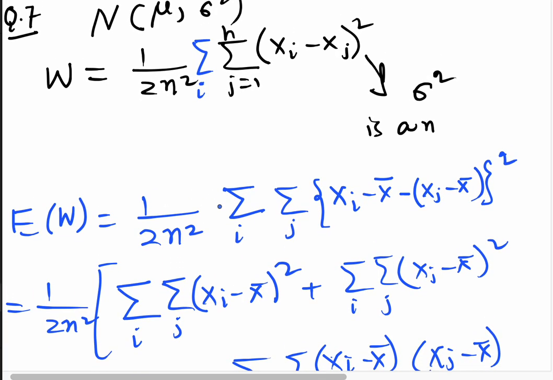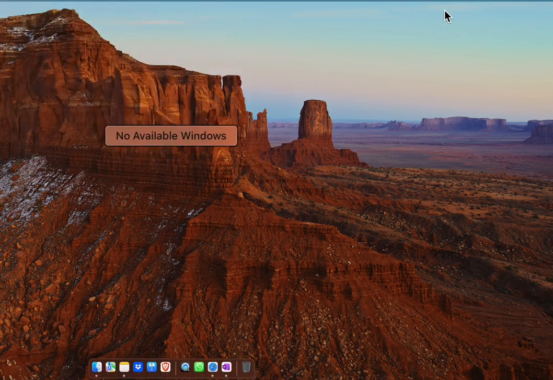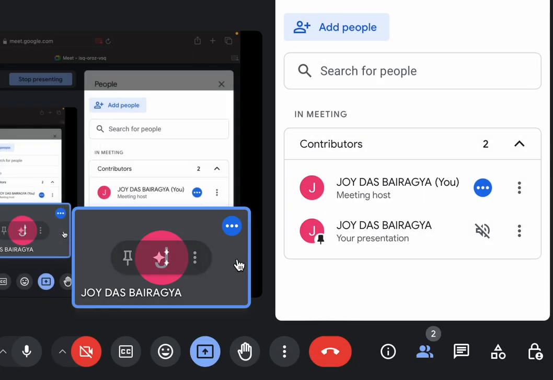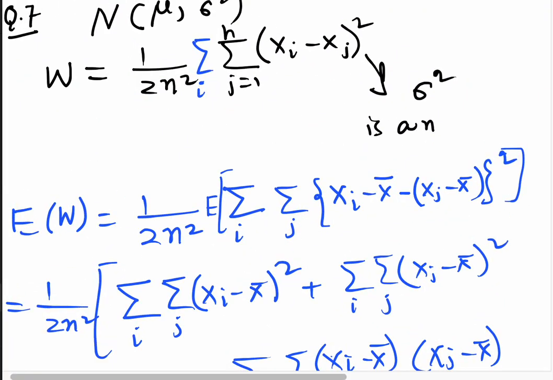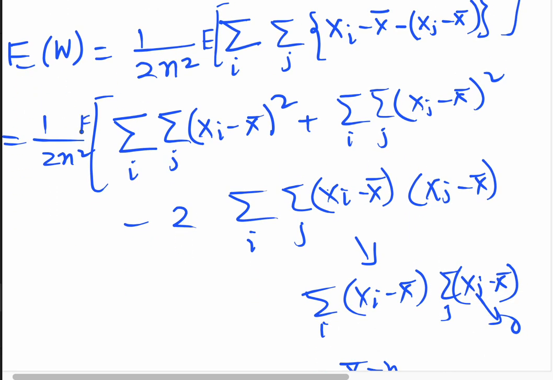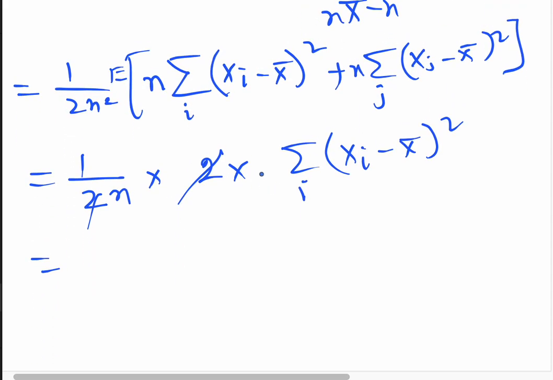Oh, I missed a factor, that is expectation. So let me write it, expectation. So there is an expectation of all the things, expectation. So that means expectation of these.